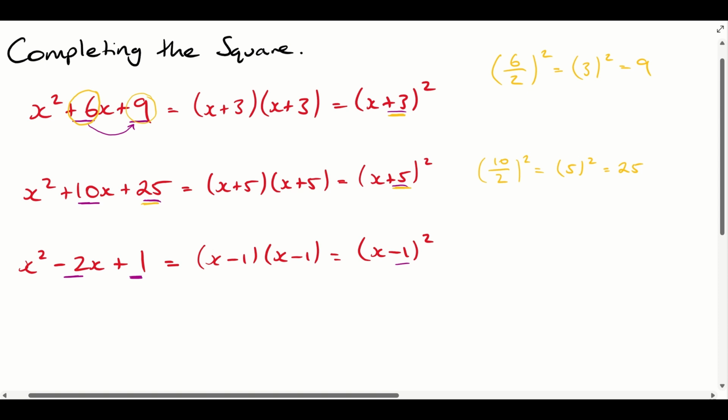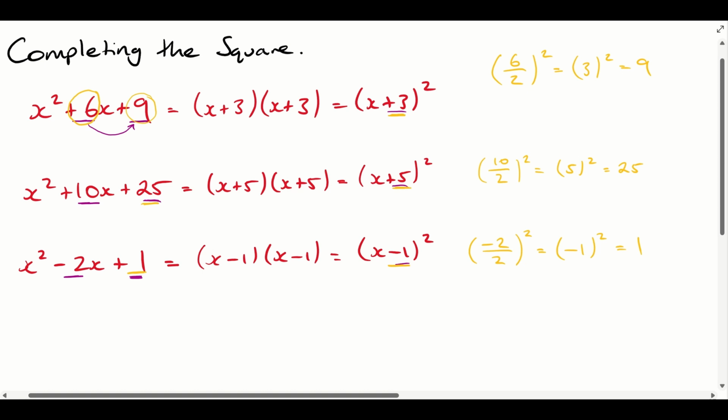And the same occurs for this final one. If I take my negative 2, and again I divide it by 2, so I halve it, and then square it, well, this is just the same as negative 1 squared, which is the number that I'm seeing go into this bracket here. And minus 1 squared is just positive 1, which is the number that I'm seeing on the end here.